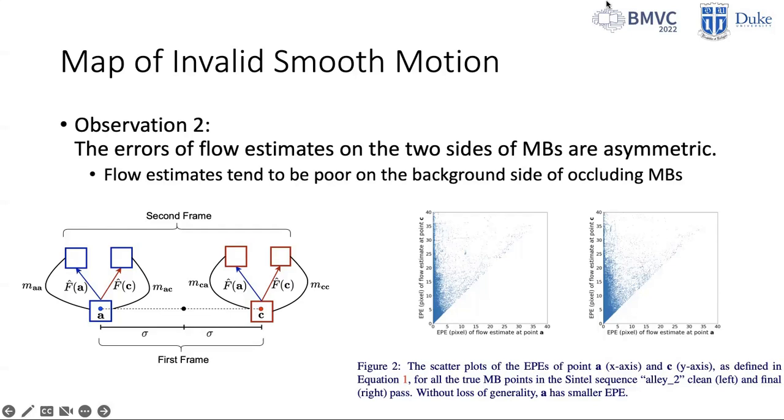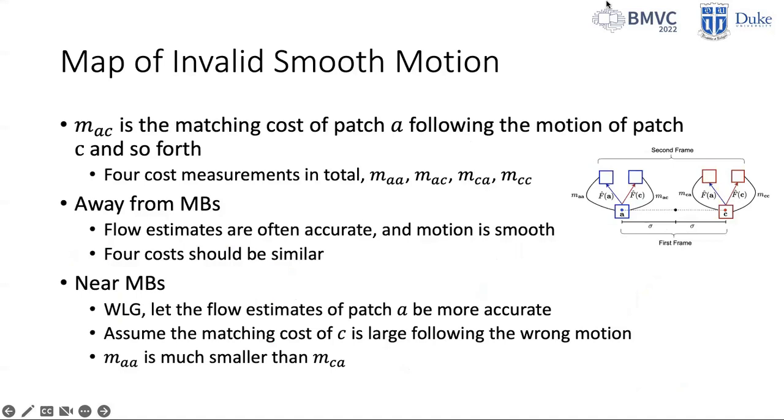Without loss of generality, suppose the error of patch A is smaller than that of patch C. The point clouds have long vertical tails in both the clean and the final passes. For instance, in this specific sequence in the clean pass, the error of flow estimates for more than half of the true motion boundary points is subpixel at A but not at C. Based on these two observations, we have the following conclusion.